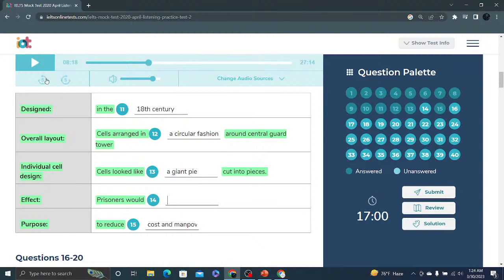Let's listen it. Okay. As a result, fewer guards were needed, reducing cost and manpower. It also had the effect of making prisoners behave better.